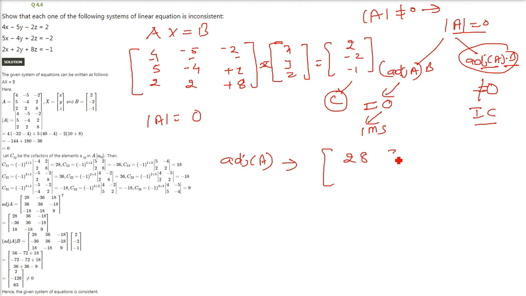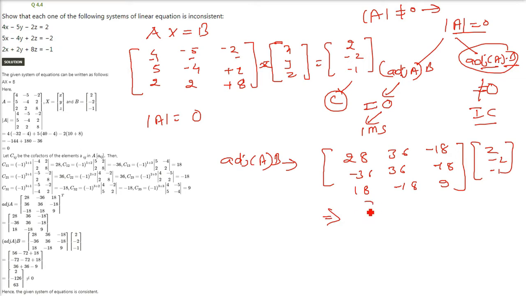These numbers are not important. The concept is important, because if you know the concept, any equation, any number, you can solve it. So I'm writing adjoint A here, and I'm going to multiply this with the B matrix. What is B matrix? It is 2, -2 and -1.